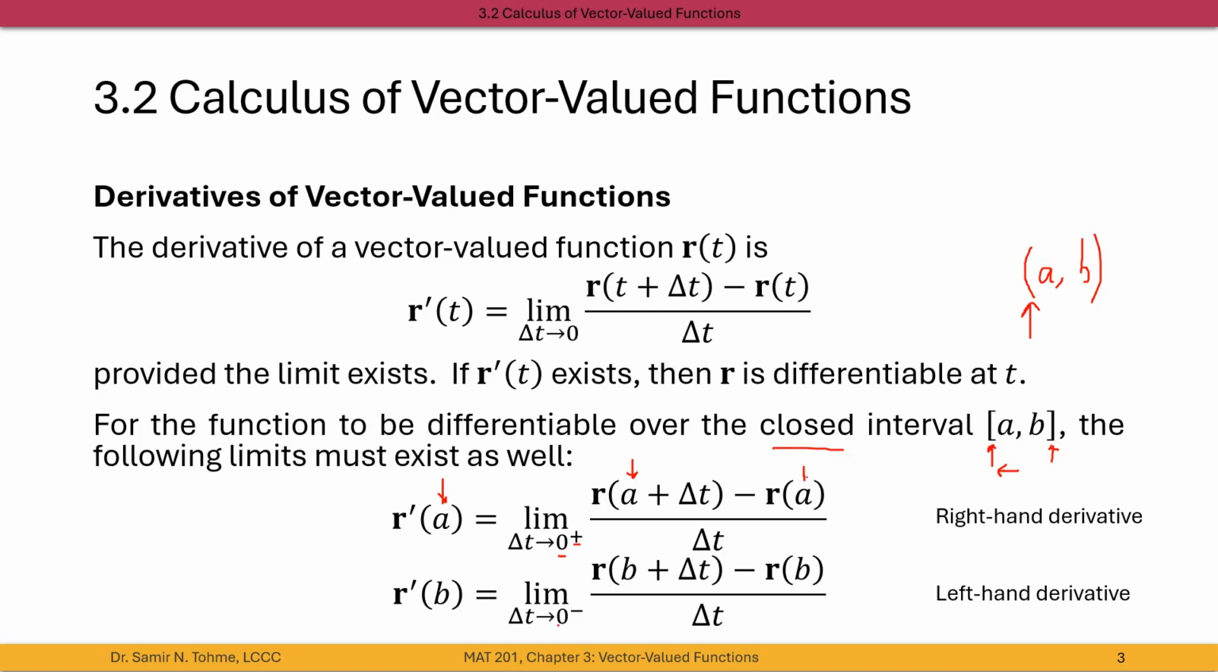As you approach the upper limit b, we will say that the derivative of r at b is equal to the limit as delta t tends to 0 minus, to indicate that you're approaching b from the left and you're getting closer and closer to b. Your increment is getting smaller and smaller, and we write this as a minus in the superscript of 0. And this is called a left-hand derivative.